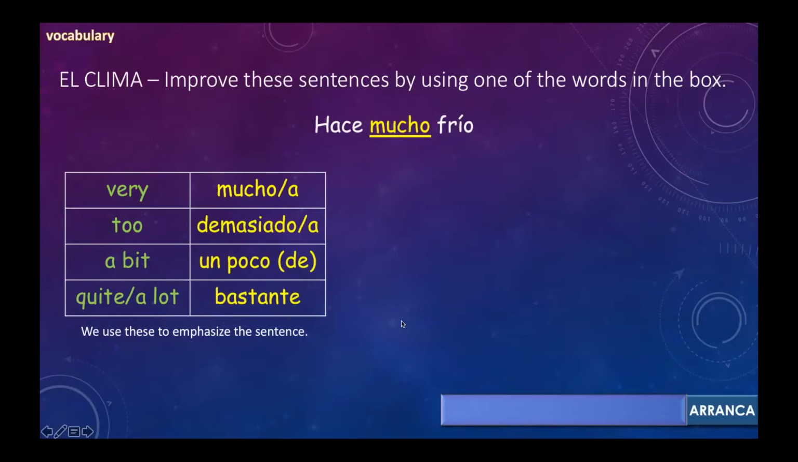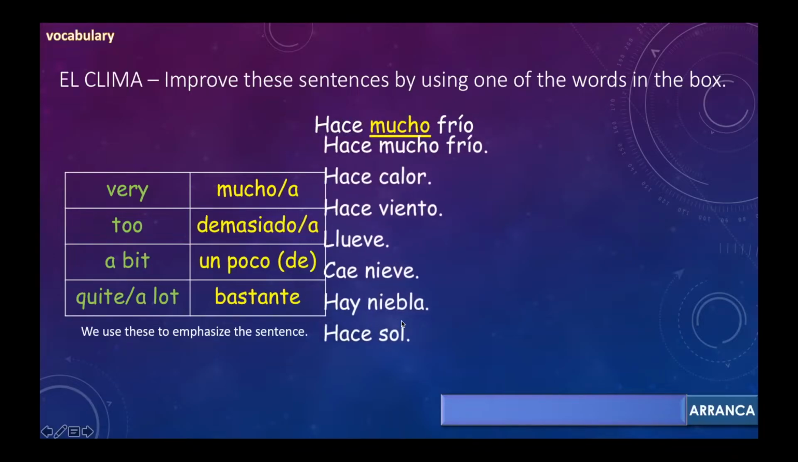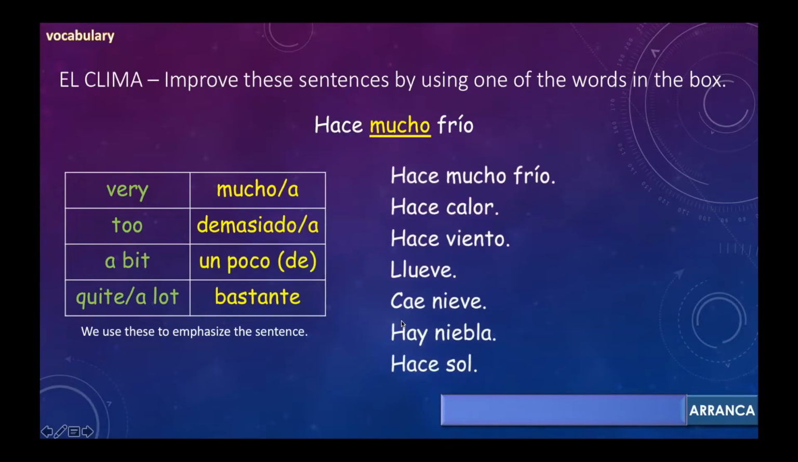So what I would like you to do is improve these sentences with one of those words in the box. Feel free to use any you want. So, for instance, if you want to say it is very windy, you know what to say. Or if it is too windy, you know which one to use. And also keep an eye on those verbs like llueve and cae and see what combinations you can come up with. Off you go.